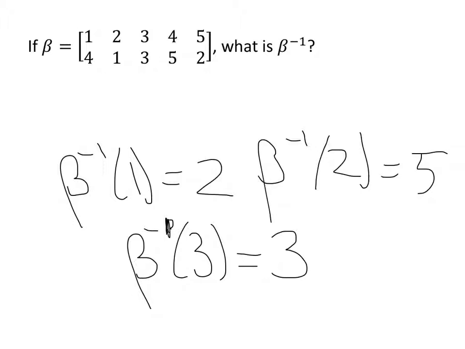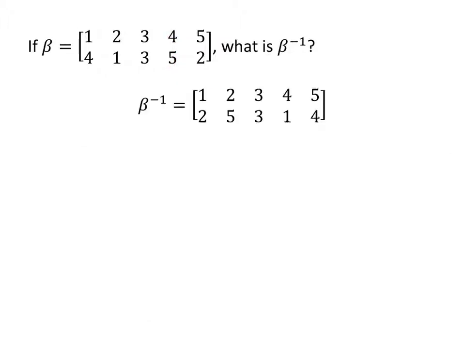Okay, and just really quickly, beta inverse of 4 would be 1, because 4 was mapped to from 1. Beta inverse of 5, what mapped to 5? 4 mapped to 5, so beta inverse of 5 is going to be 4, sorry about that. So beta inverse of 5 is 4.